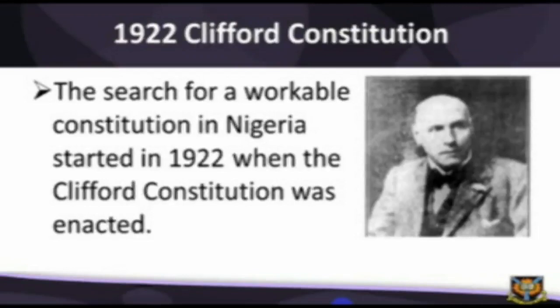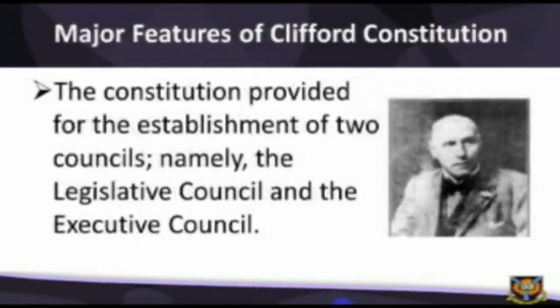Tip: in 1922, Sir Hugh Clifford became the Governor General of Nigeria, and he replaced the Order in Council of 1914 under Lord Lugard with the constitution named after him. The 1922 Constitution seemed to be a response to the 1920 NCBWA demand for elective principles in West Africa. Major features of the Clifford Constitution.